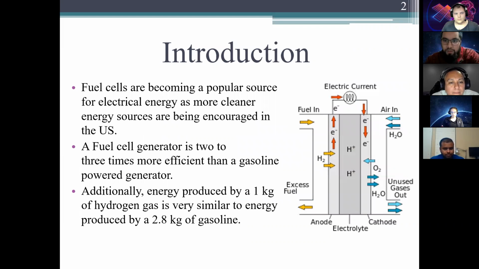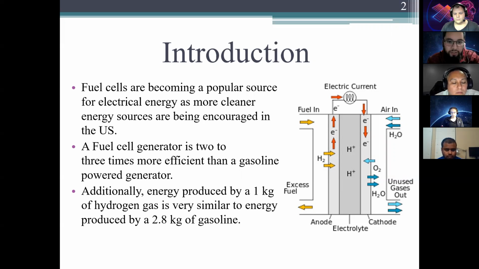So for this project, fuel cells are becoming a popular source for electrical power due to the fact that they can operate at higher efficiencies than other forms of energy sources. They can convert chemical energy in fuel directly to electrical energy with efficiencies capable of exceeding 60%. Furthermore, a fuel cell generator has the capability to generate 2 to 3 times more efficiently than a gas-powered generator.